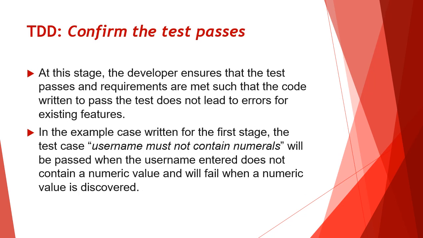TDD. Confirm the test passes. At this stage, the developer ensures that the test passes and requirements are met, such that the code written to pass the test does not lead to errors for the existing features. In the example written for the first stage, the test case that the username must not contain numerals will pass when the username does not contain a numeric value and will fail when a numeric value is discovered.